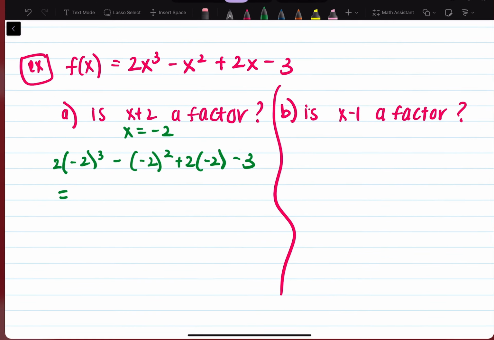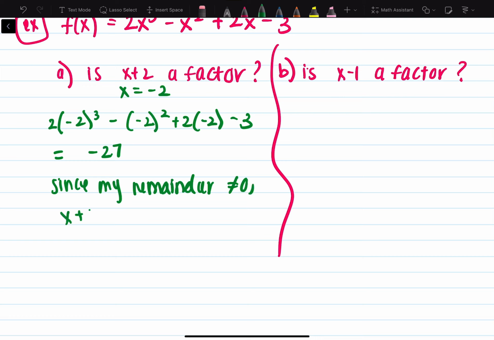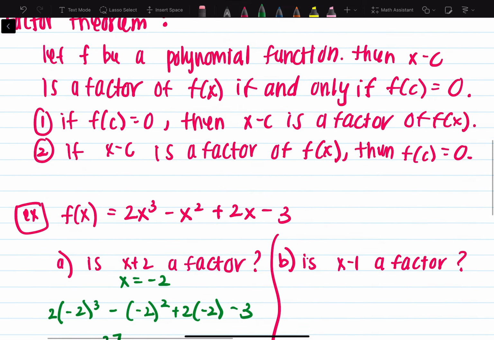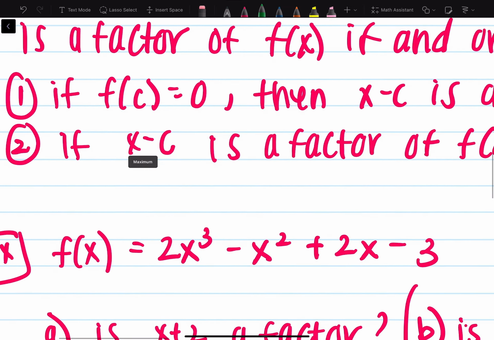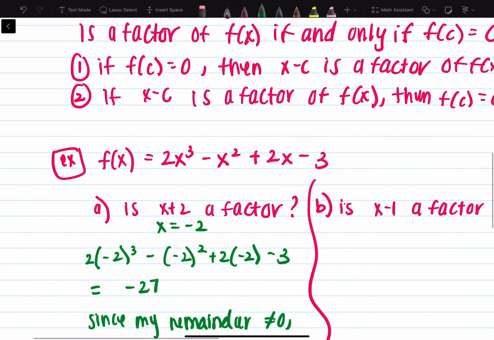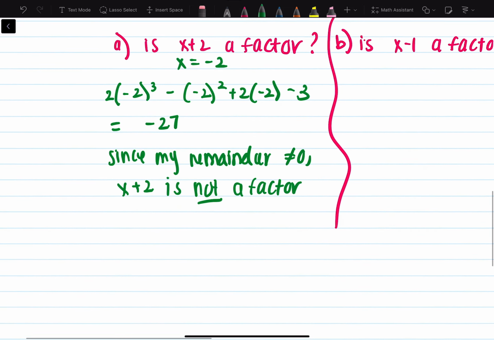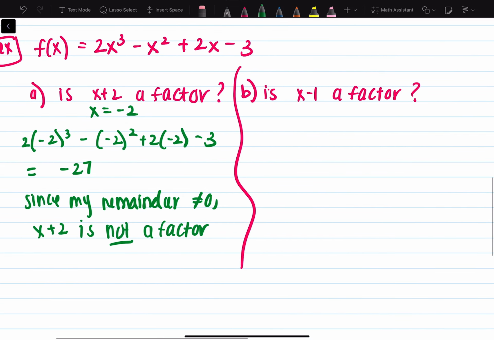So since my remainder does not equal 0, x plus 2 is not a factor, because the factor theorem, again, tells you if f of c is equal to 0, then x minus c is a factor. And in this case, when I go ahead and substitute in my value of -2 here, I do not get 0, so it's not a factor. Let's try this one now.